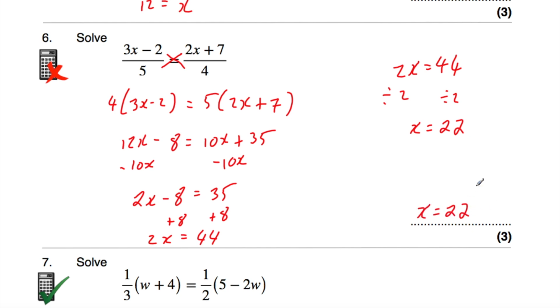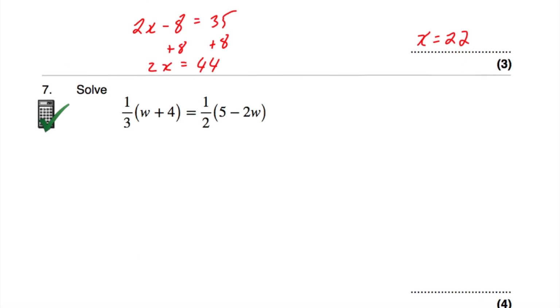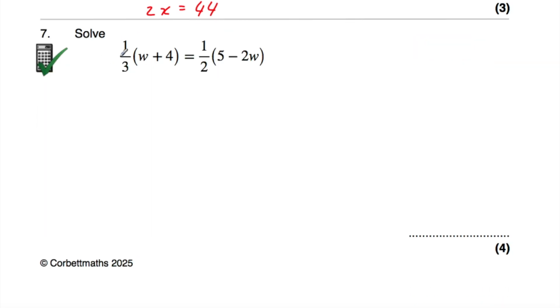Okay, let's look at our next question, question number 7. We've been asked to solve a third of, and then in brackets, w plus 4, close brackets, equals a half of, and then in brackets, 5 minus 2w.